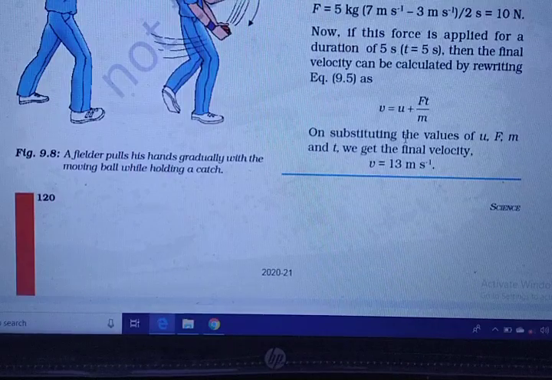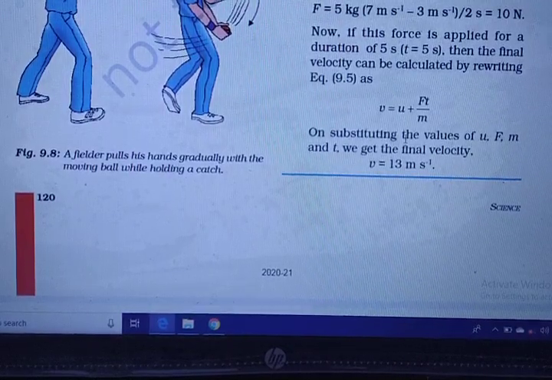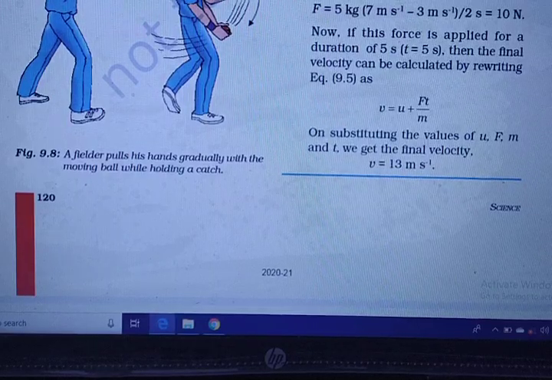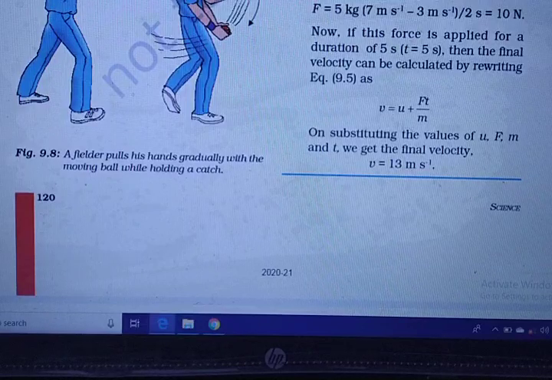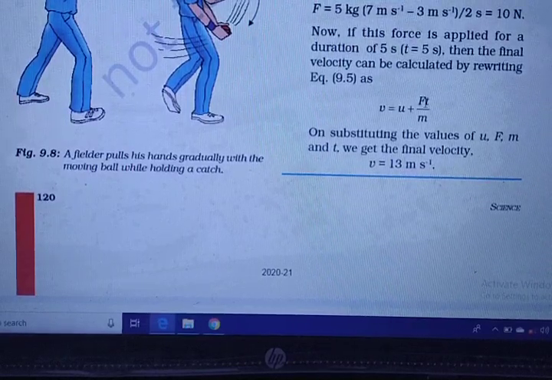U is how much, do you know? What is the value of U? 3 meter per second, and on substituting the values of U, F, m and T, you have to just put the value: U is 3 meter per second, F is the force.